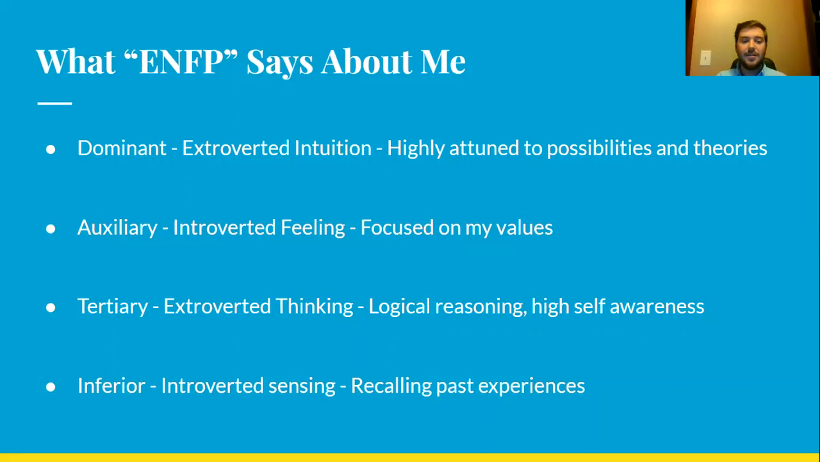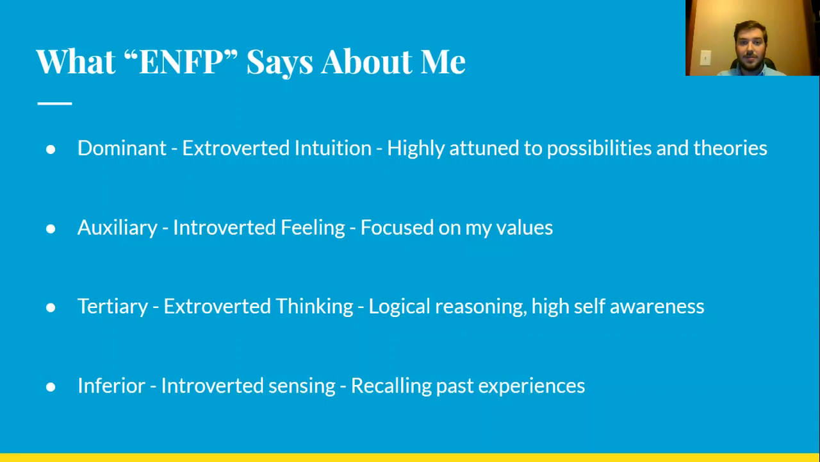And then inferior is introverted sensing, recalling past events. This doesn't mean having a good memory or anything like that. Well, it does, but what it really is saying is that I like to have facts of past events. I like to have concrete evidence. Okay, this happened, and these numbers we can refer to right there. I just want something very concrete, not a lot of things left open to interpretation. And that kind of goes back to the logical reasoning and high self-awareness when making a decision, along with the extroverted intuition.